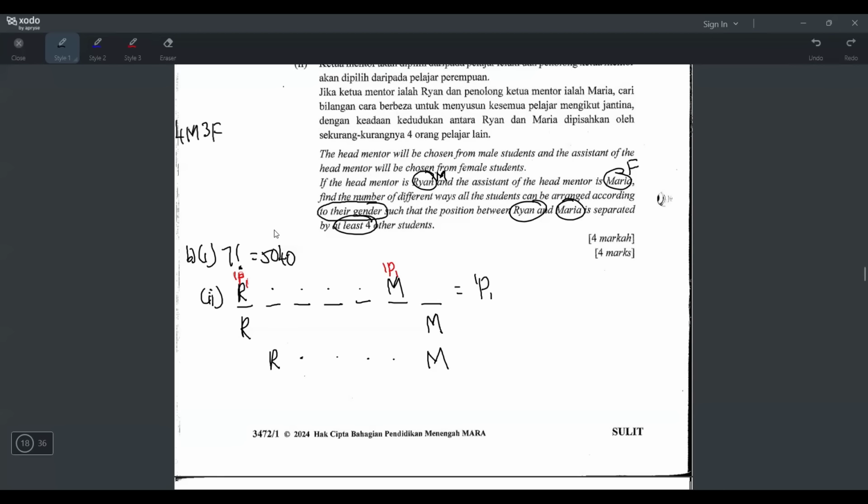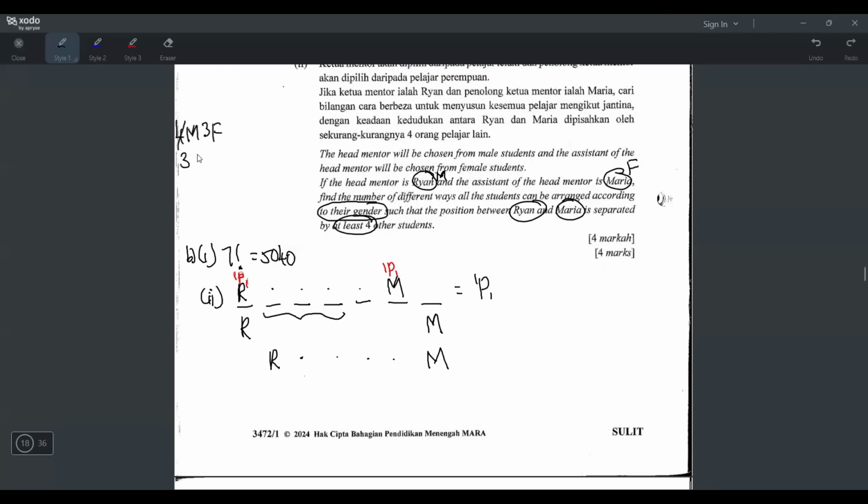So if I want it to be according to gender, so I think I have to be male like this. This three has to be male lah. Correct ah? Because you have 4 male, right? So Ryan sudah masuk sini. So ada lagi male sini. So Ryan already sit at here.